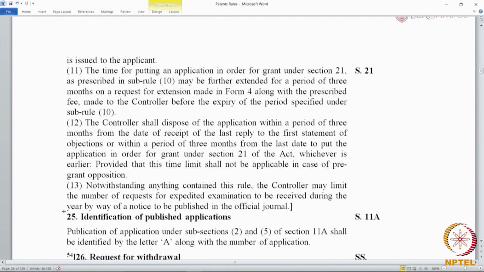Now, this is again to check the workload of the patent office. So, the patent office should not be burdened with a more stringent timeline, and as you saw in subrule 12, the controller has to dispose the application within 3 months. So, if it is an expedited examination, to prevent the patent office from managing a workload which could happen if the number of expedited examinations are increased, there is a limit that the controller can put on the number of requests that could be made every year.